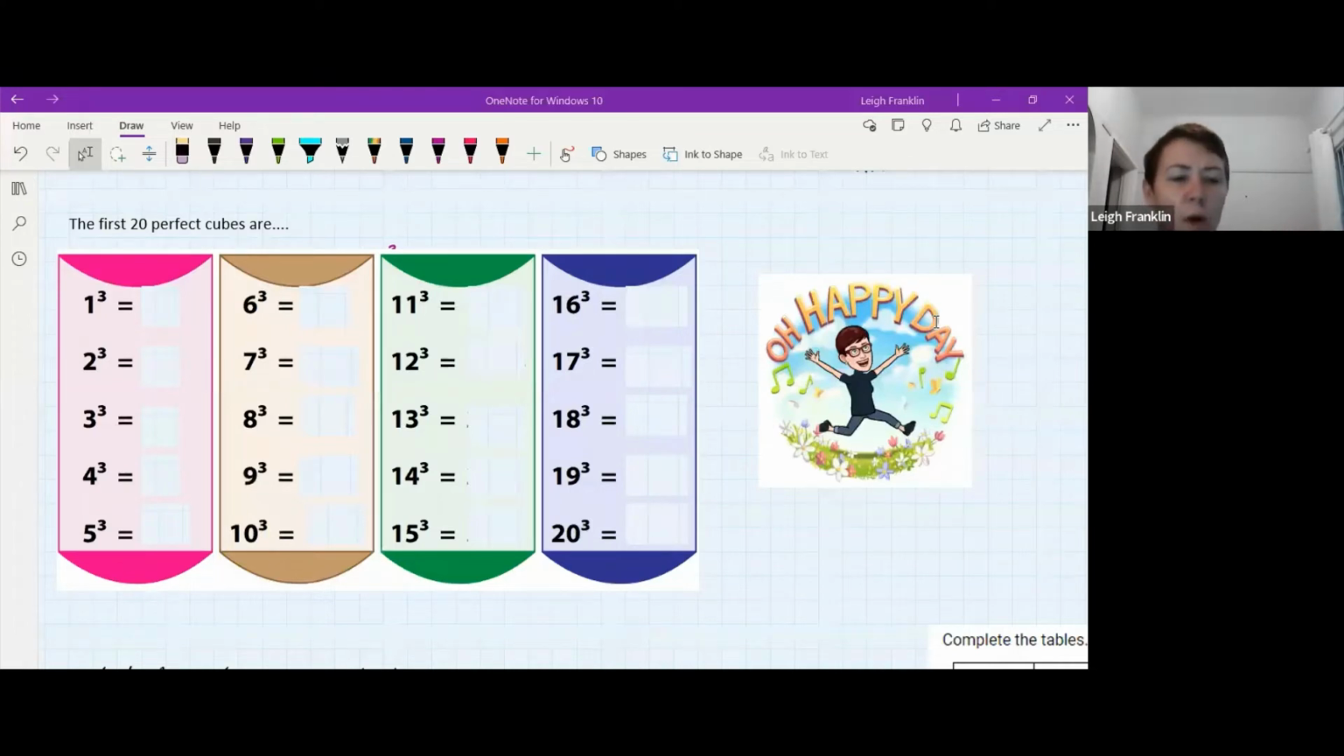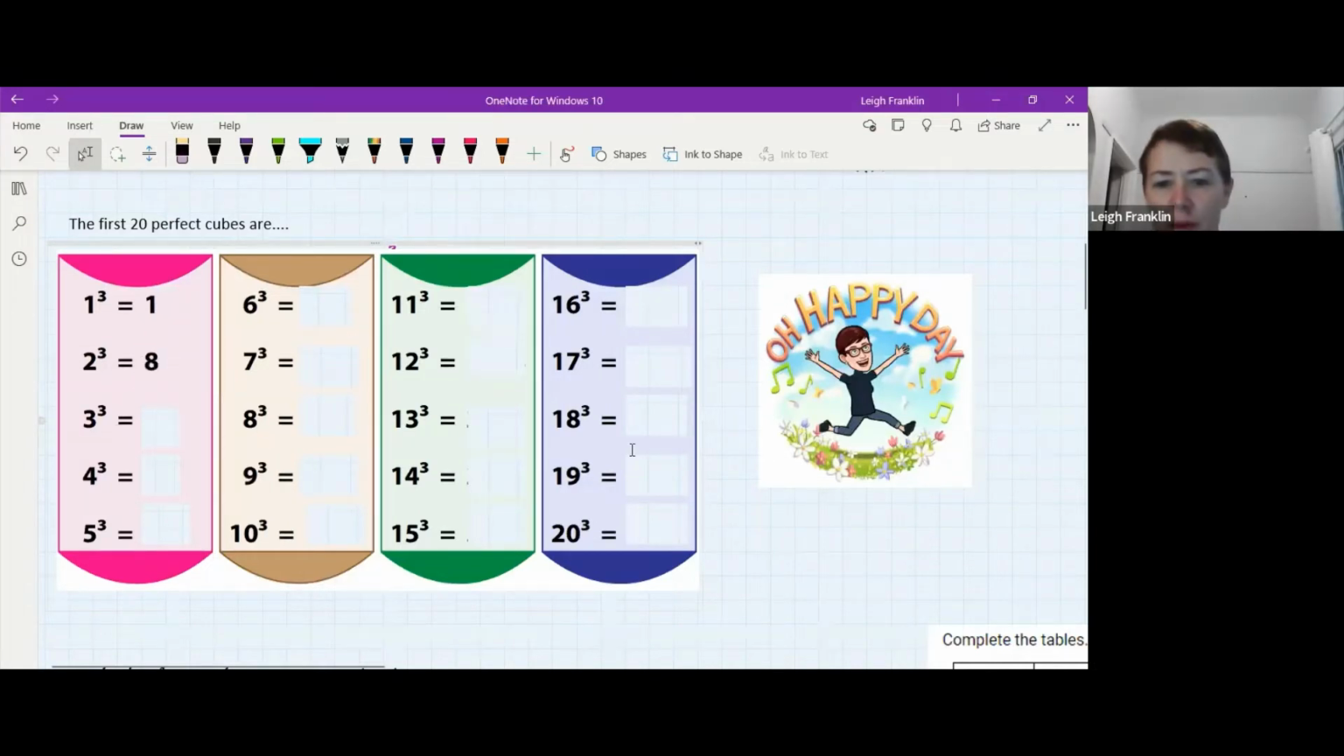Gift had his hand up first. So Gift, 1 cubed is? 1 times 1 times 1. Lovely, and the answer to that would be? 1. Lovely, well done, Gift, perfect. Okay, Tatelo, the next one is yours. What does 2 cubed mean? 2 times 2 times 2, which equals 8. Beautiful, Tatelo. Thank you so much.